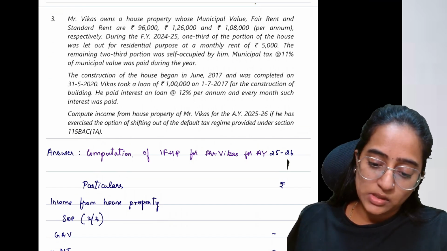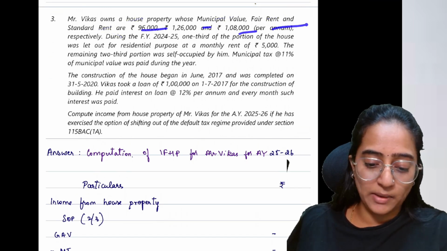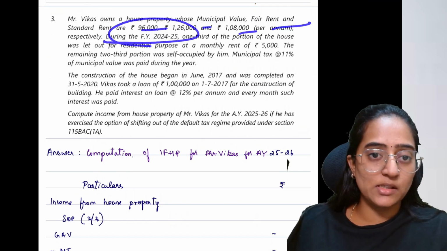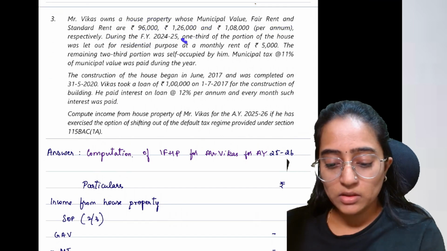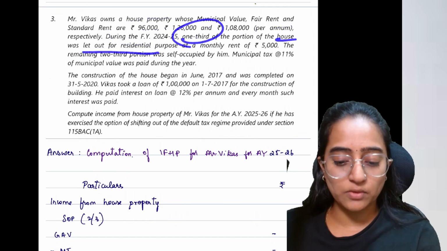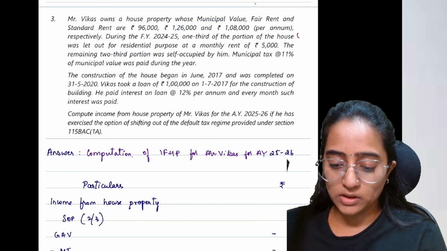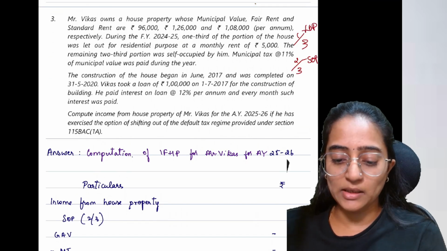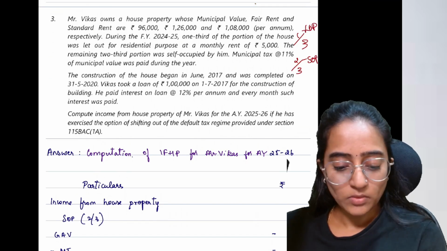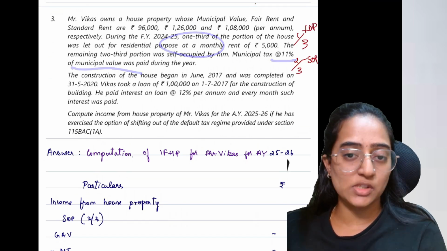Mr. Vikas owns a house property whose municipal value, fair rent and standard rent are provided, respectively, per annum. During the previous year, 24-25, 1/3 of the portion of the house was let out for residential purposes for a monthly rent of 5,000. So 1/3 is let out, and the remaining 2/3 is self-occupied. Municipal taxes are 11% of the municipal value.